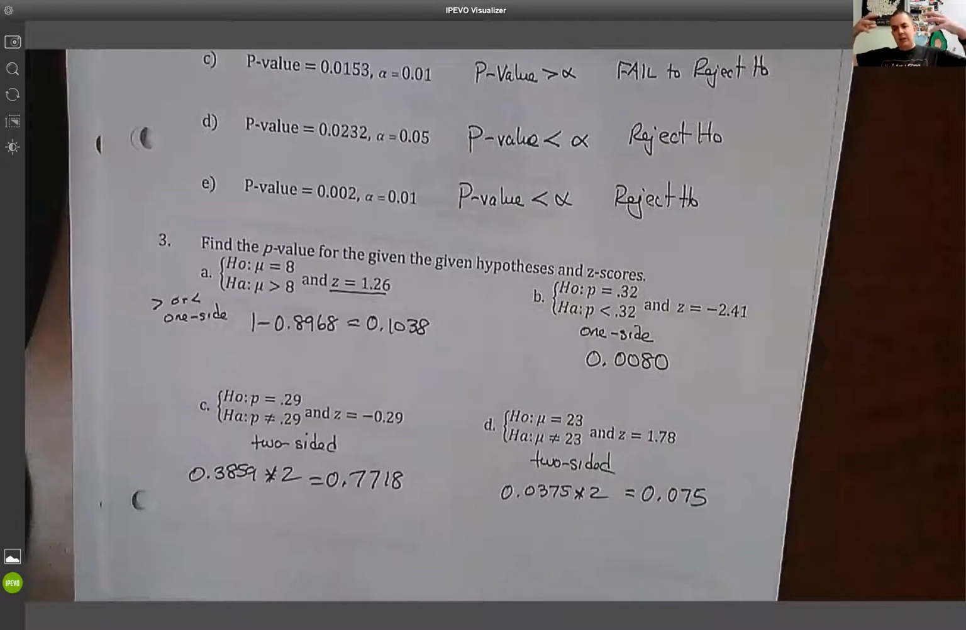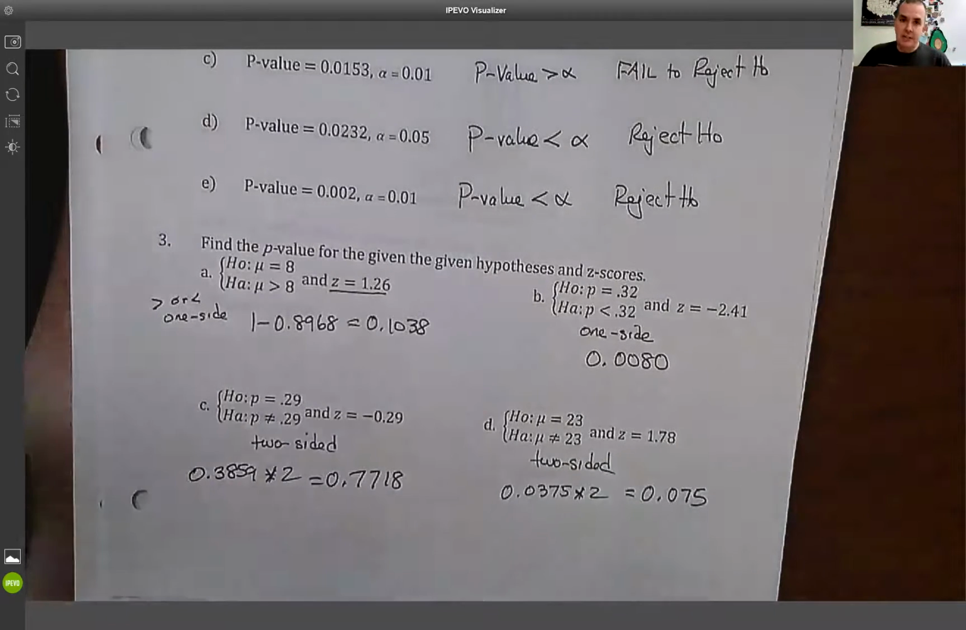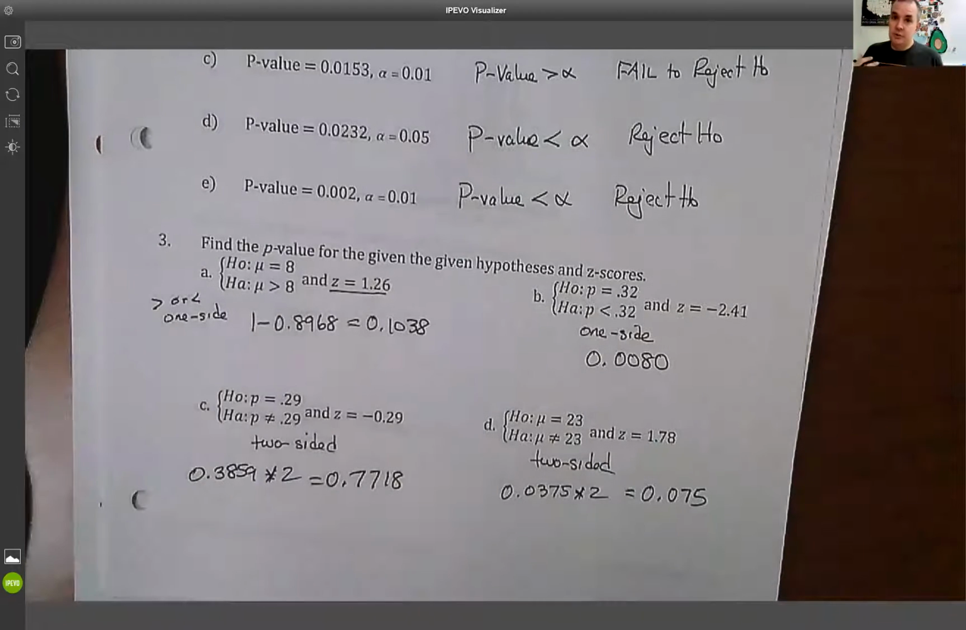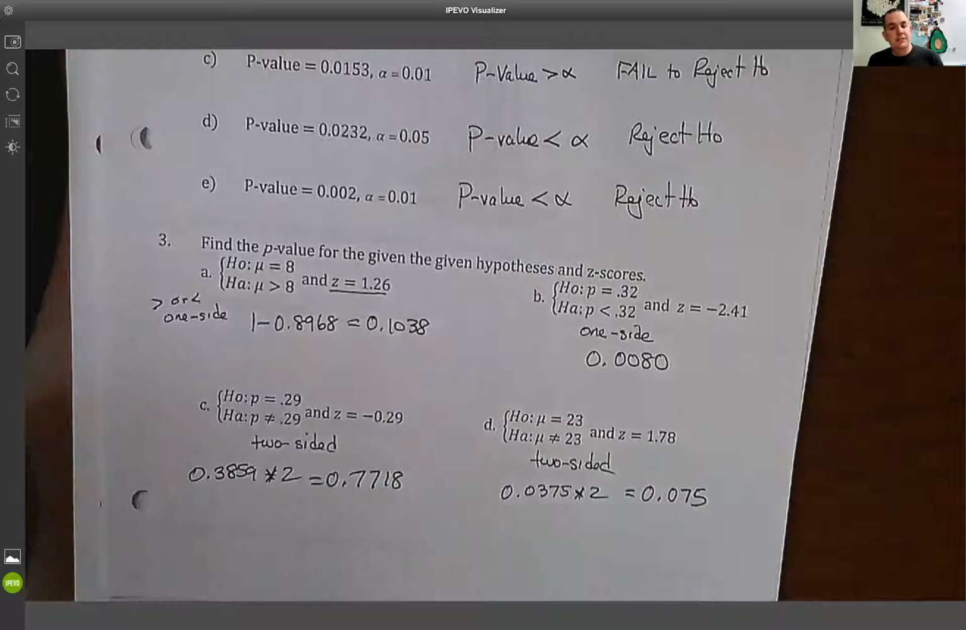I want you to get your head around the hypotheses and the p-values and how to do that. What's going to happen in the next class is we're actually going to do our first test. It's going to be a proportion. We're going to do something in class. We're going to try and determine if there is truth to a statement. So hopefully that will help.